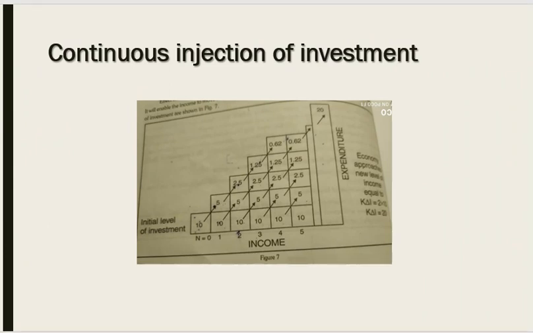So here we see this is the income, this is the initial level of investment. So in this zero period, we have invested 10. Again, every period we are making the investment of 10 crore. So this 10 crore when it is invested will generate the income of 10 crore. Out of 10 crore, 50% will be spent and 50% will be saved. So out of this, when there is an increase of 5 crore income, then 50% will be saved and 50% will be consumed.